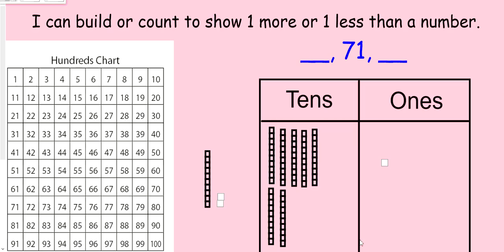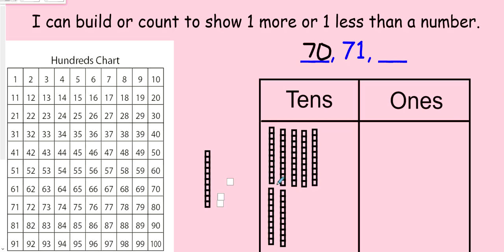To show one less, do I put more on or do I take away? I take away. To show one less, do I take a 10 away or a 1 away? I take a 1 away. 1 less than 71 is 7 tens, 0 ones. 7 tens, 0 ones is 70. Let's count to double check. 10, 20, 30, 40, 50, 60, 70.